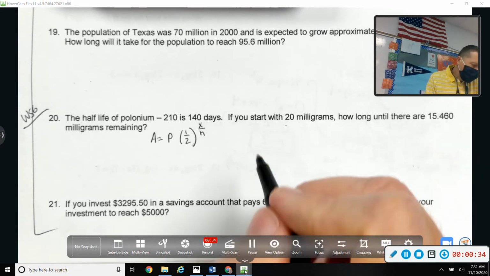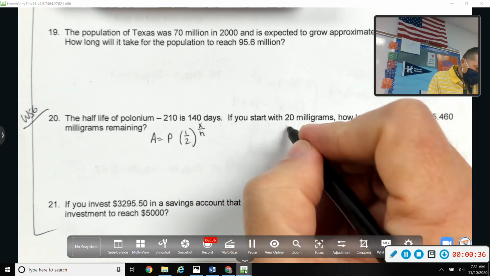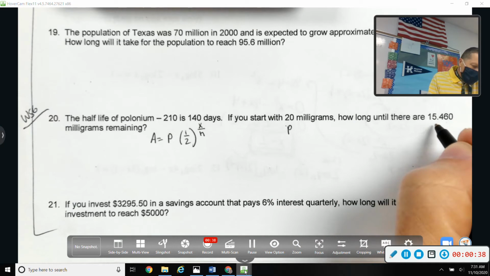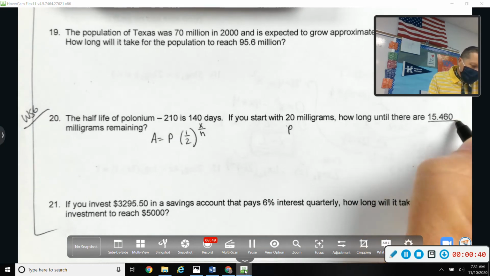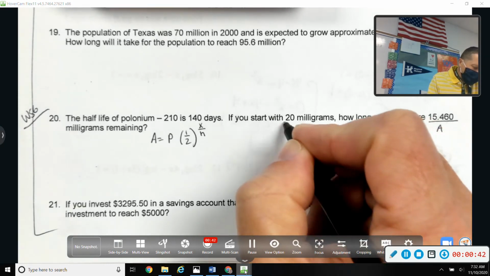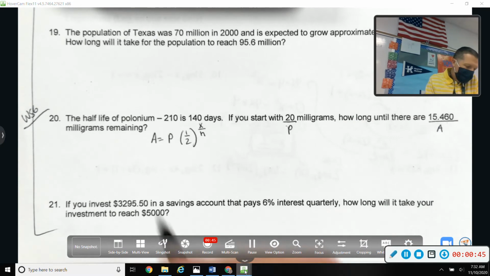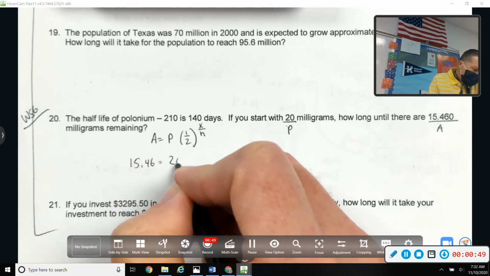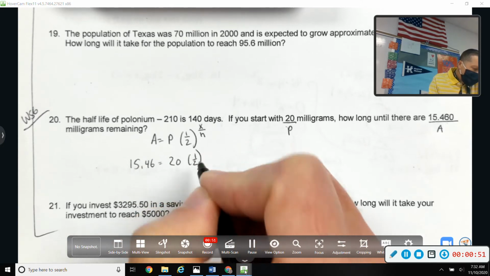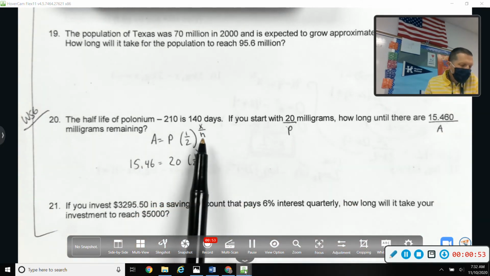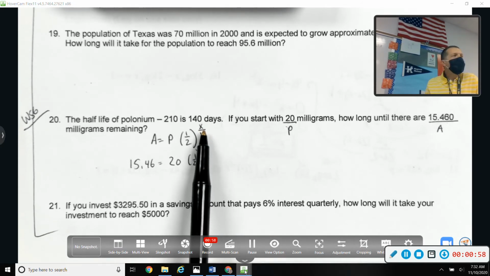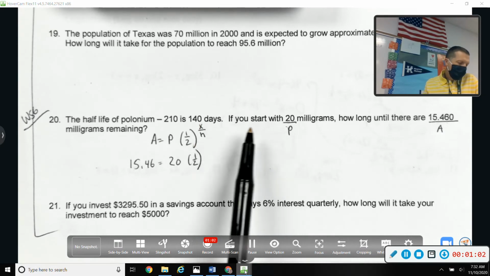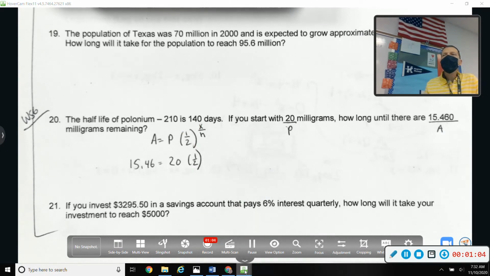Some of these are easy, like we start with 20, so that's the P. How long until, so the after is 15.46. And then the question is always, who's x and who's h? Well, x is how long the experiment runs for, h is the half-life. So which one do we know?